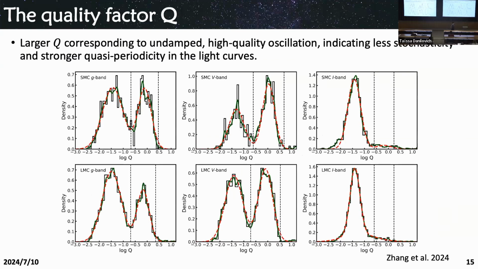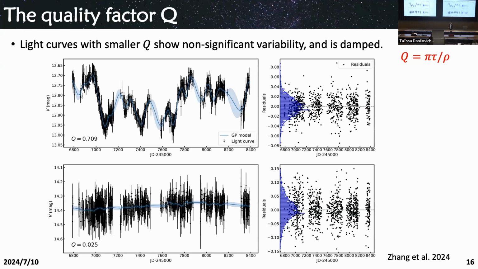As for our results, they are fitted by a bimodal distribution of Q, with one peak around log Q equals minus 1.5 and another at log Q equals 0. Because the Q is essentially the quality factor, a larger Q means a significant variability or even a perfect periodic oscillation. We infer that these two peaks correspond to two different kinds of light curves. And that was the case. This figure shows two examples of light curves from these two peaks.